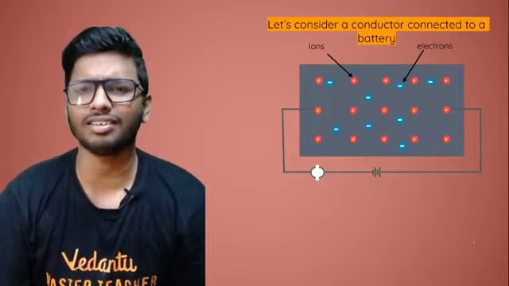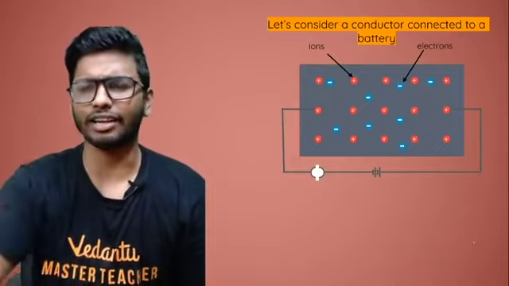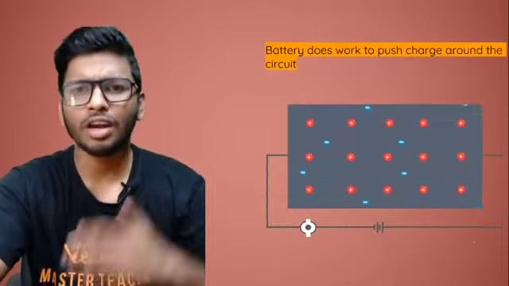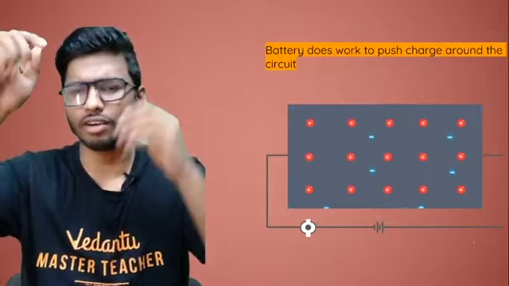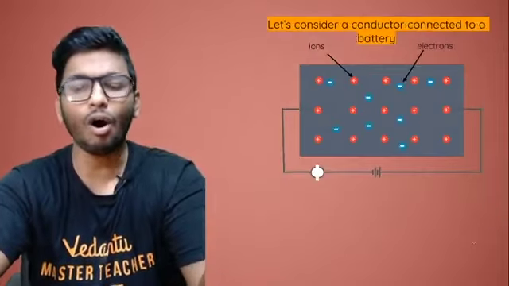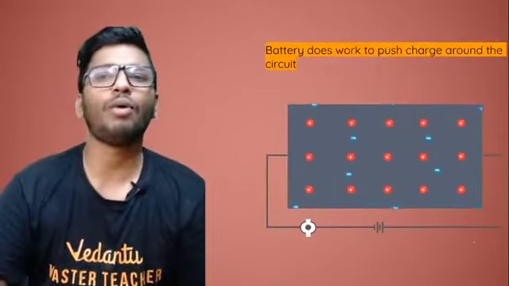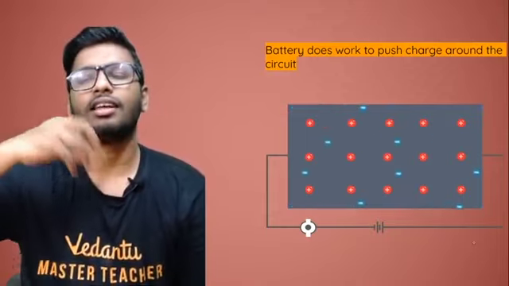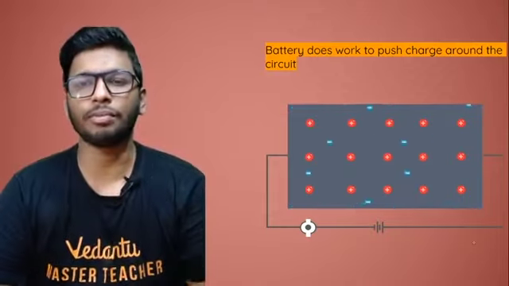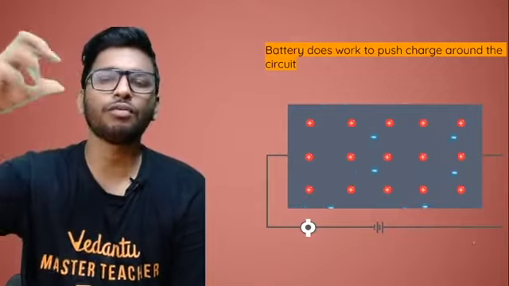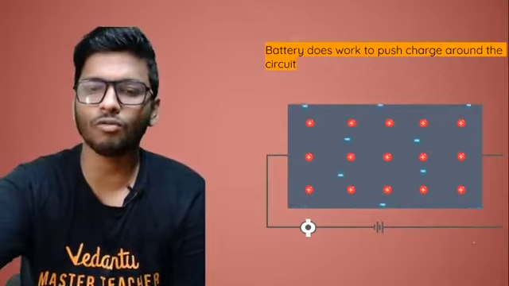Let's take a simple conductor which has ions and electrons, connected to a battery, and you also have a key. You see the switch is off in this case. As soon as you turn on the switch, what happens? A potential difference is created. The battery would create a potential difference, so the charges would start flowing from one end to the other. Awesome. So far so good.